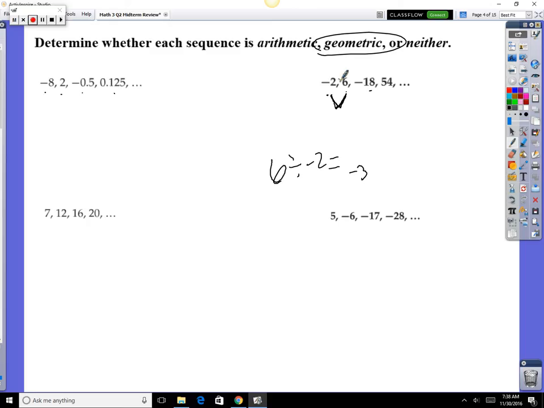So to go from here to here, you can kind of see that hopefully with some mental math, you times it by a negative 3. And does that hold true all the way through? From here to here is 6 times a negative 3, negative 18, yes. Is negative 18 times a negative 3 a positive 54? Yes. So this one's growing by multiplication, so it is geometric. Times by the same thing every time.